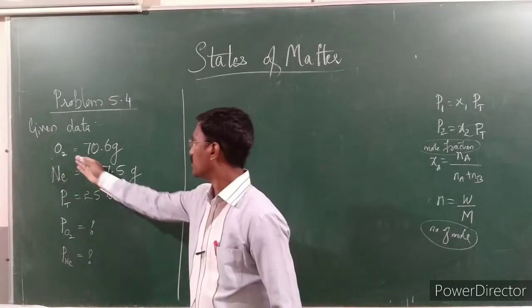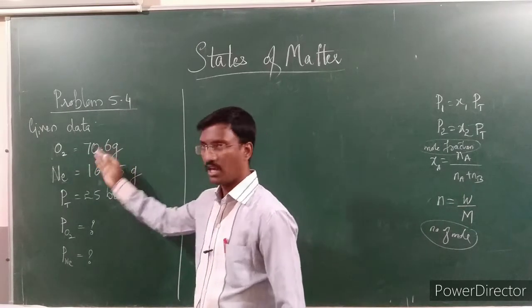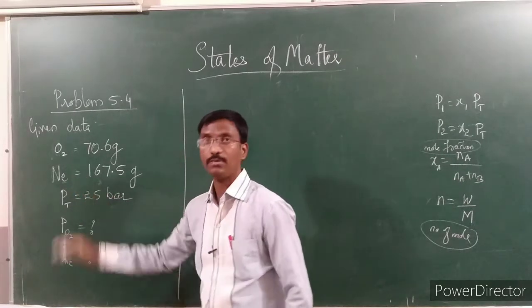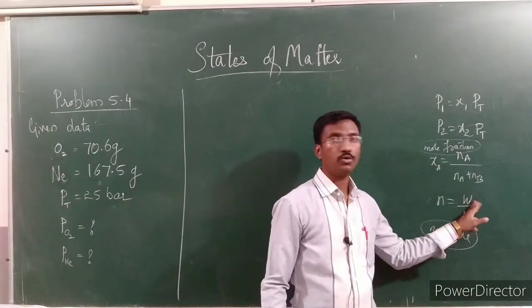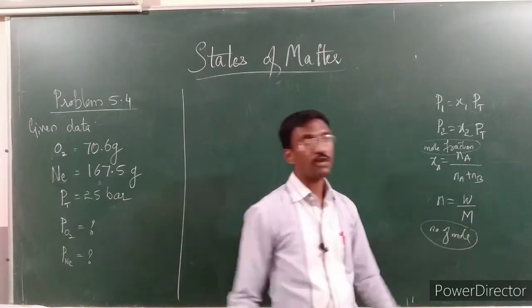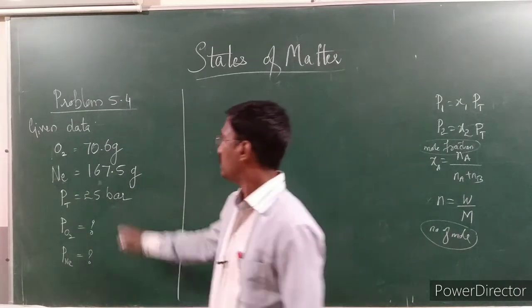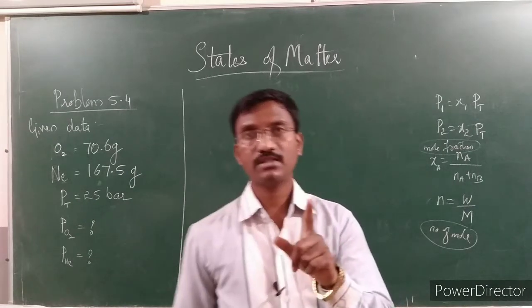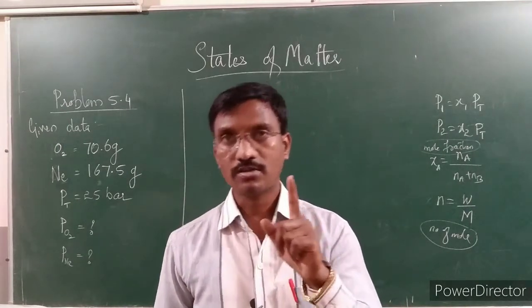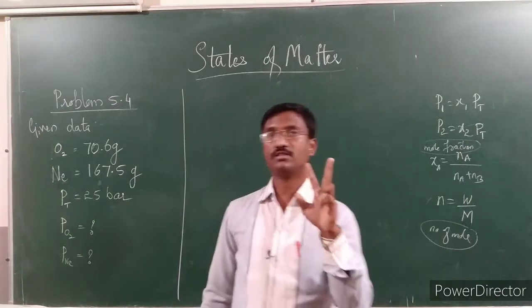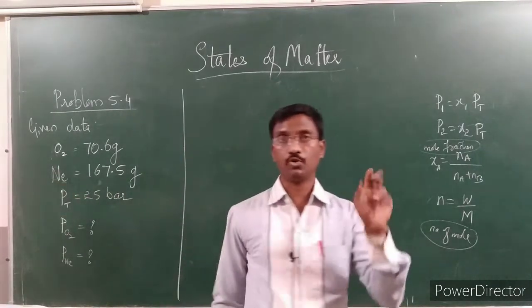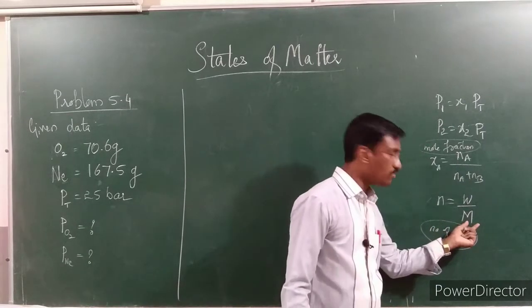W means given mass. They have given 17.6 gram of oxygen and 167.5 gram of neon. That given mass is W. But here M we have to calculate ourselves. They have mentioned dioxygen. One oxygen has an atomic mass of 16. Dioxygen is 2 oxygens, so totally 16 plus 16, that is 32. 32 is the molar mass.